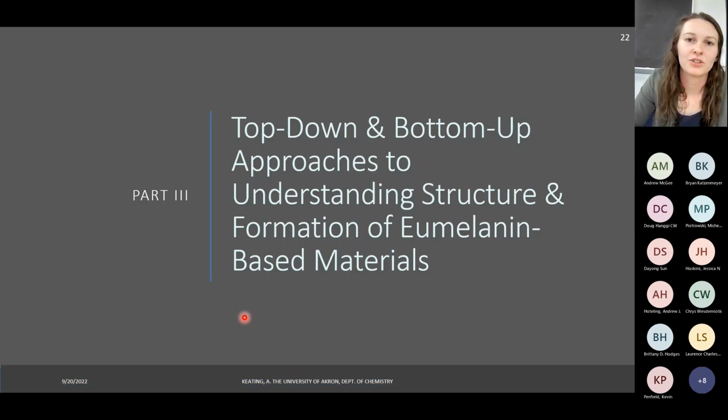The last thing I just want to talk about is a very complex, almost headache of a project that I've been dealing with and working on, and that is synthetic eumelanin material analysis. I'm just going to talk about a bottom-up approach, but ultimately we've done both top-down and bottom-up pseudo techniques to understanding both the structure and formation of eumelanin materials.